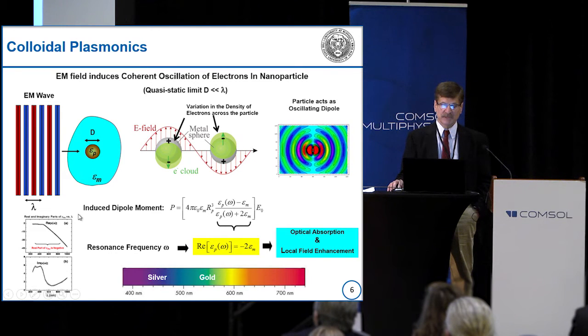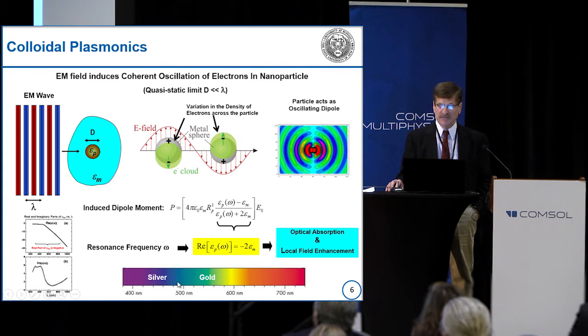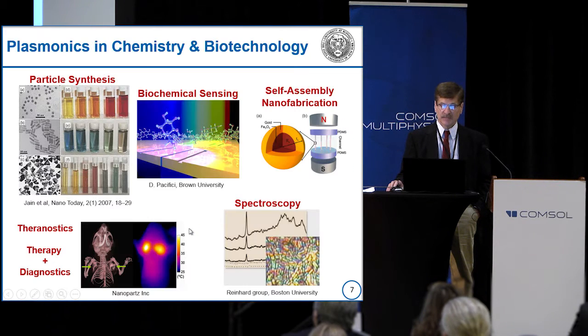Well, for metallic particles and optical frequencies, this is the permittivity, and you can see that these are large negative numbers. So this condition can be realized, which produces a plasmon resonance, which gives you tremendous optical absorption and local field enhancement. And for silver and gold particles, these happen around 500 nanometers in the short wavelength, greenish colors.